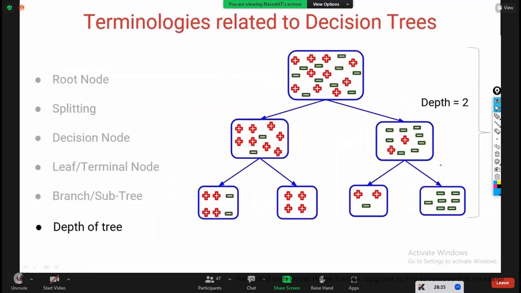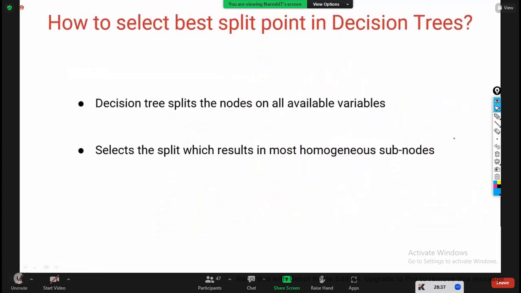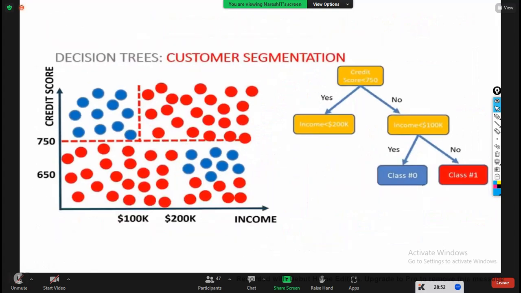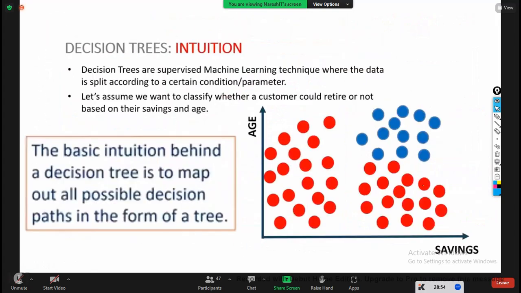Next. How to select the split point in the decision trees? How to select this one? If you see this, there is a most important interview question in the decision trees. What is that first important interview question?